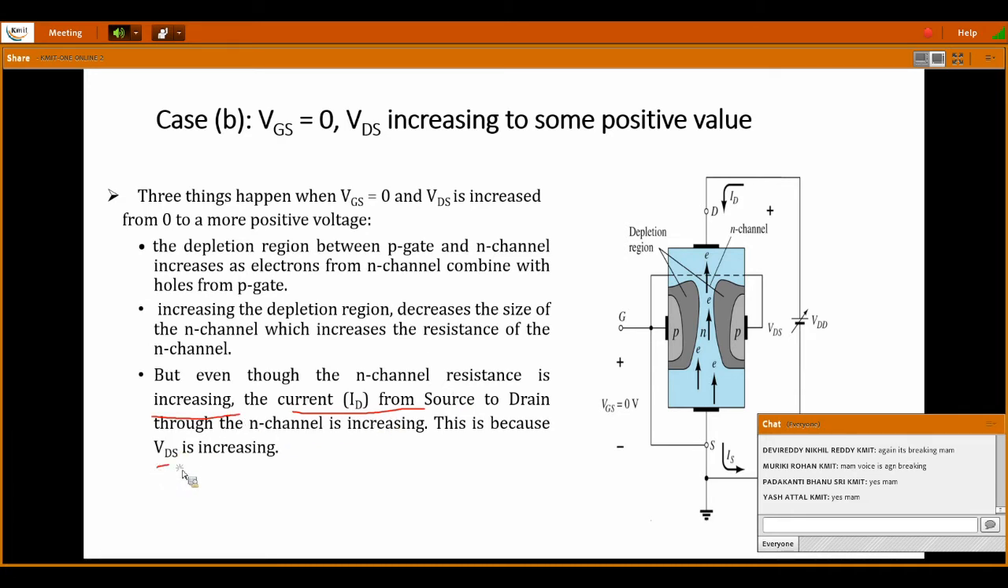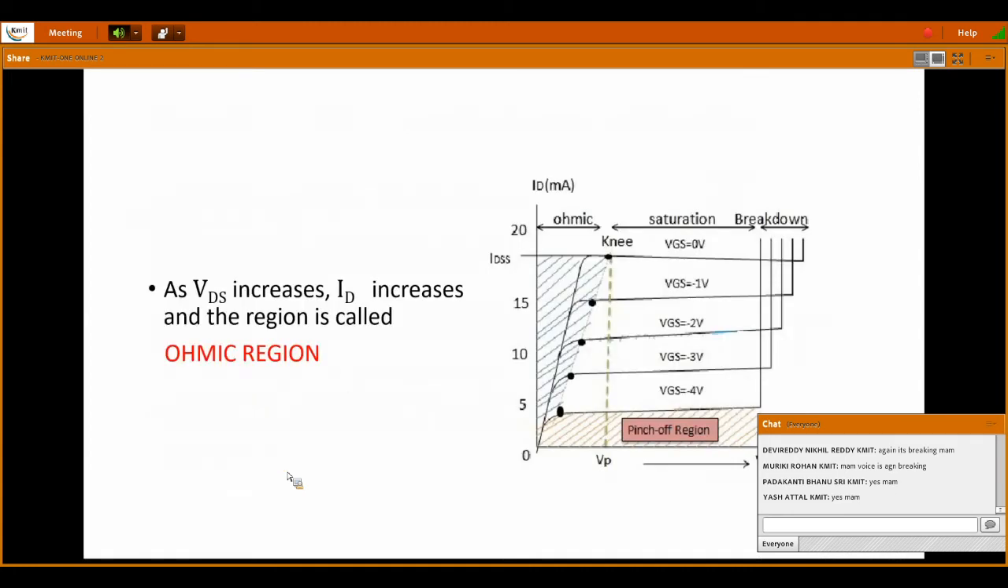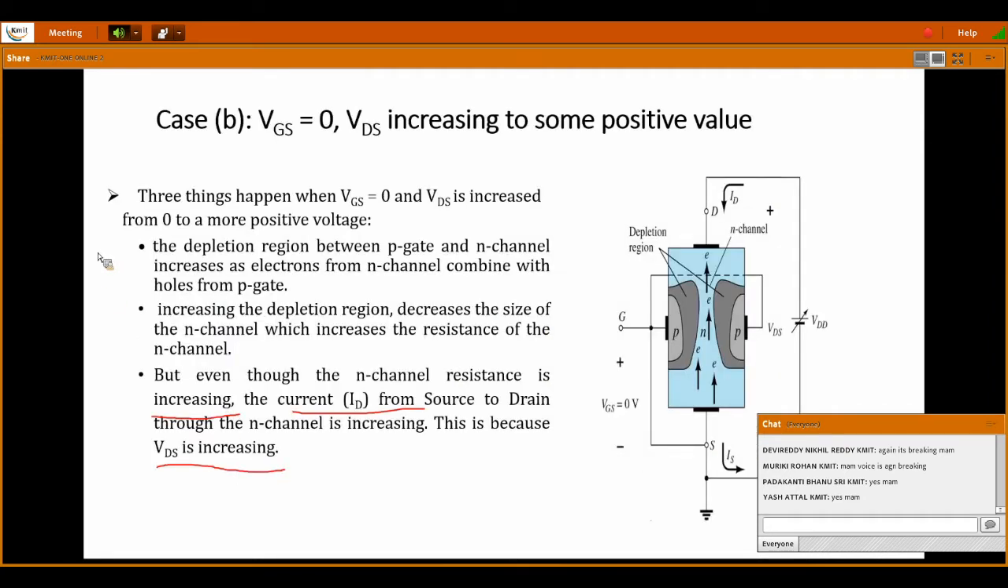Because VDS is increasing. As of now you understand this. I'll explain this reverse bias concept again. See here, this is the drain characteristics of a JFET. When you are considering the second case, what is our second case? VGS is 0 and VDS is increasing. Remember this. There is no gate to source supply. Only we are increasing the VDS.